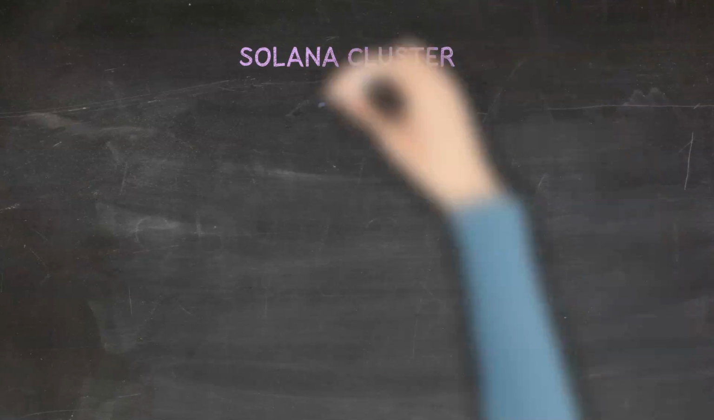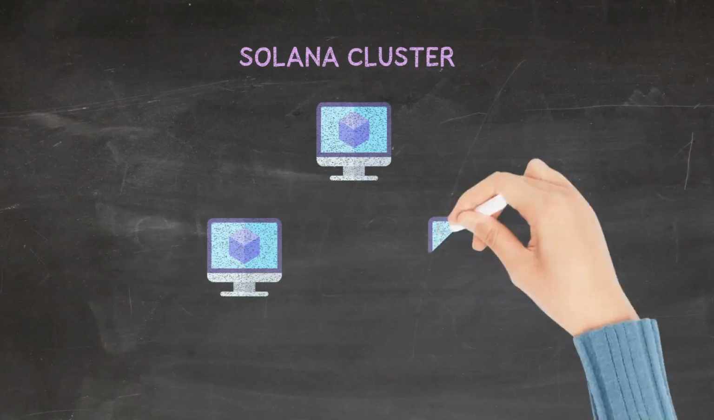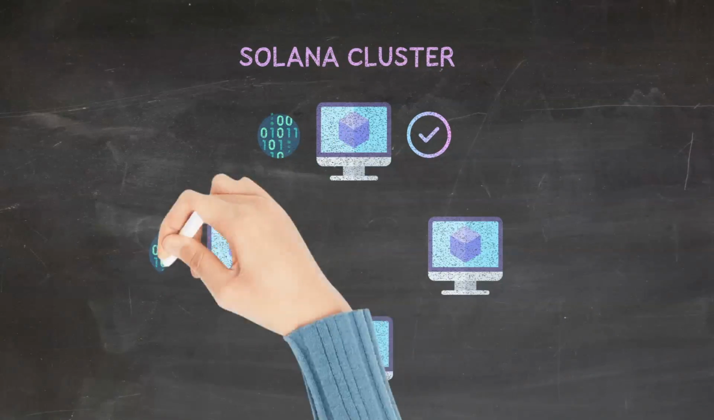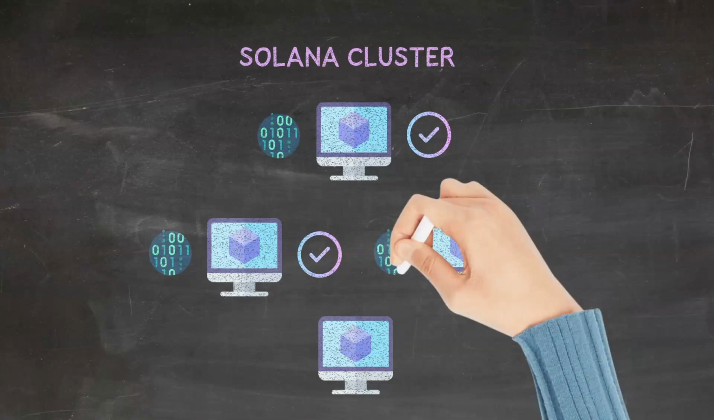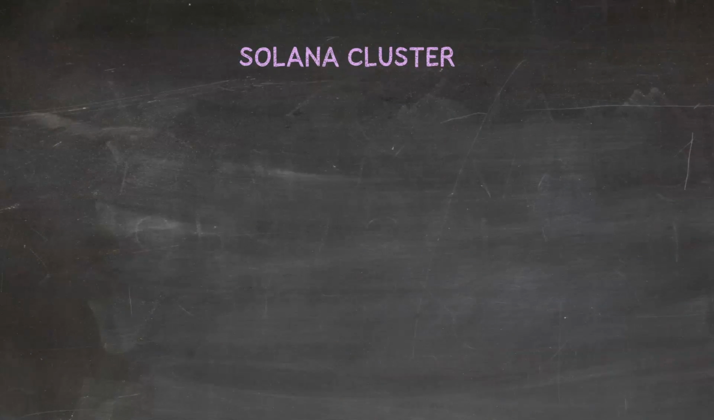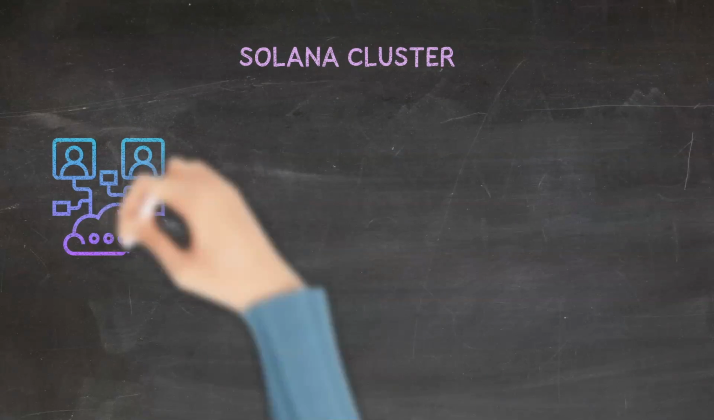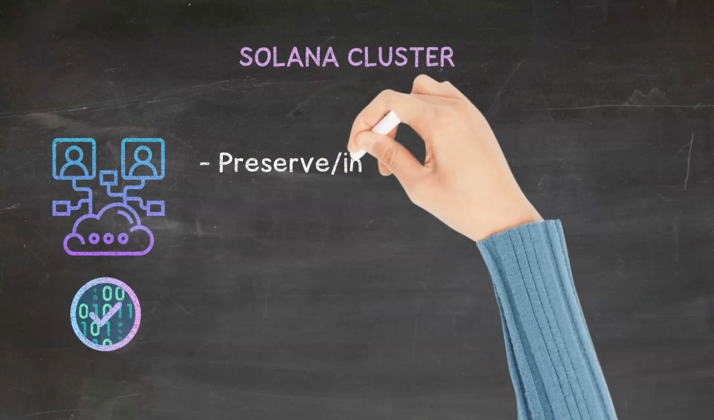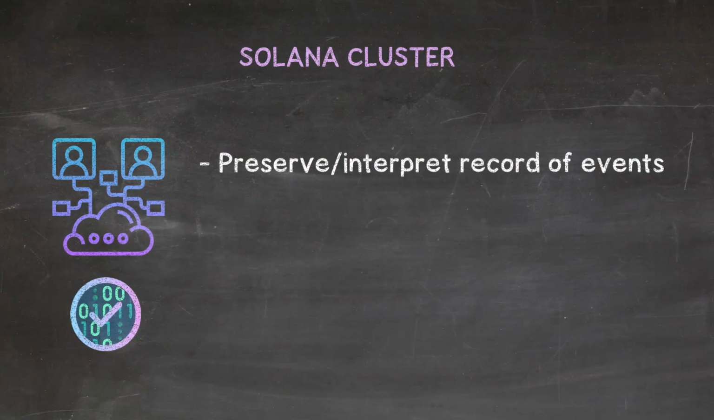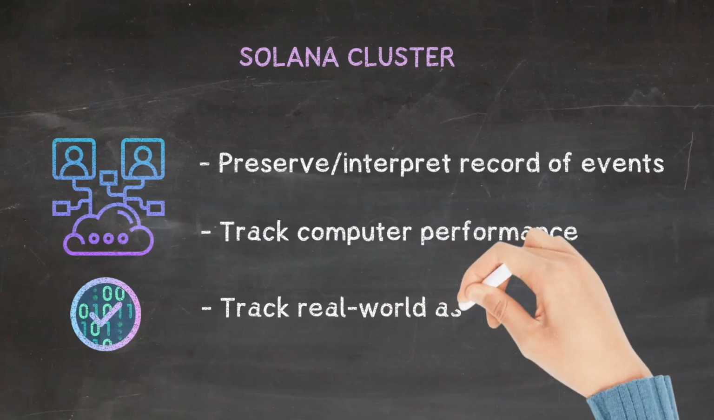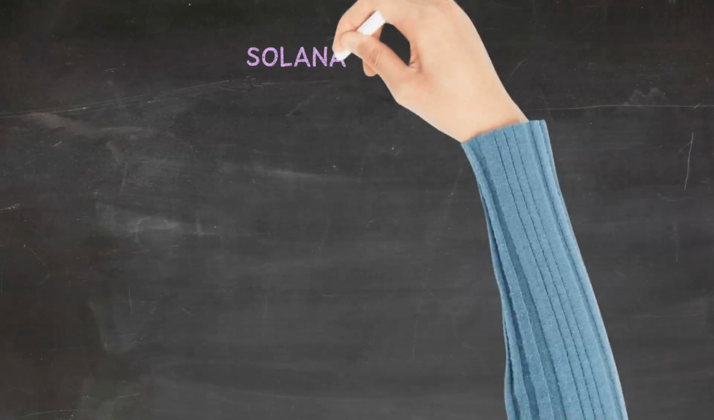A Solana cluster can be defined as a set of independently owned computers working together or against one another to verify the output of untrusted user-submitted programs. From the outside, the cluster can be viewed as a single system and utilized anytime a user wants to preserve or interpret an immutable record of events, such as tracking which computers did meaningful work to maintain the network, or verifying possession of real-world assets.